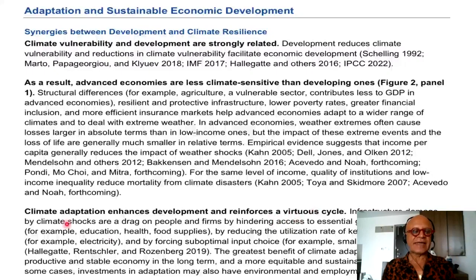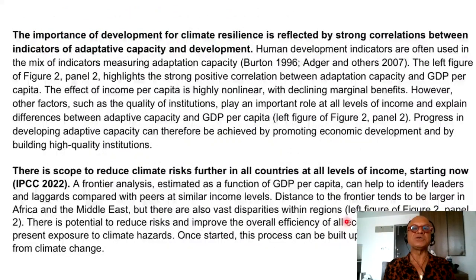For example, infrastructure damaged by climate shocks are a drag on people and firms by hindering access to essential goods and services, by reducing utilization rate of key production inputs, and by forcing suboptimal input choices. The greatest benefit of climate adaptation is a more productive and stable economy in the long term and a more equitable and sustainable development. In some cases, investments in adaptation may also have environmental and employment co-benefits. So it's not just protecting against perturbations, but also co-benefits. Well-being, mental health, productivity, etc. are related to these co-benefits as well.